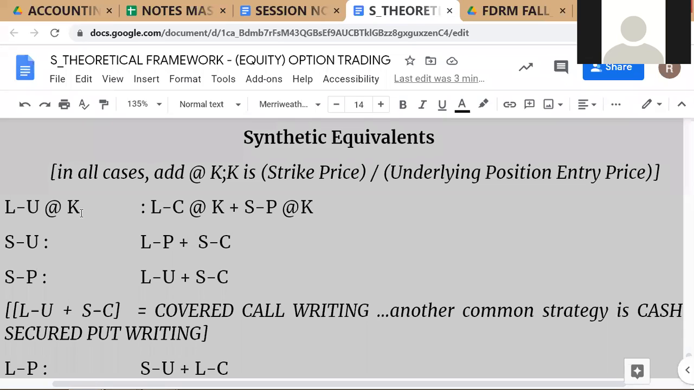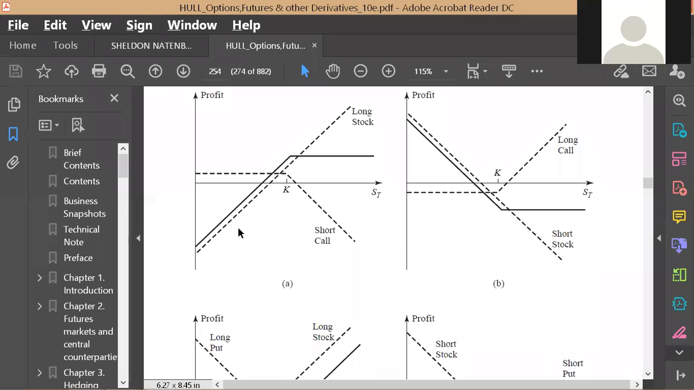So long underlying at K, how would you create the profit profile? If you remember, if you're long underlying at K, then these are for all prices higher than K, and these are for prices lower than K. Okay, and this is your profit on this axis. So these are all expiration diagrams.